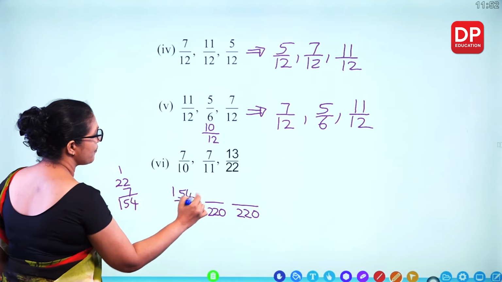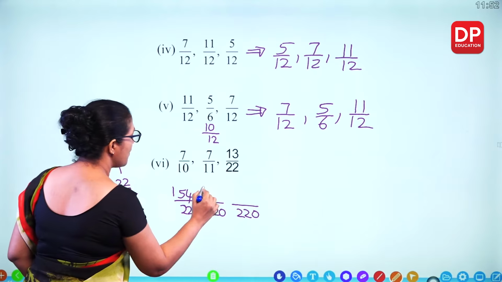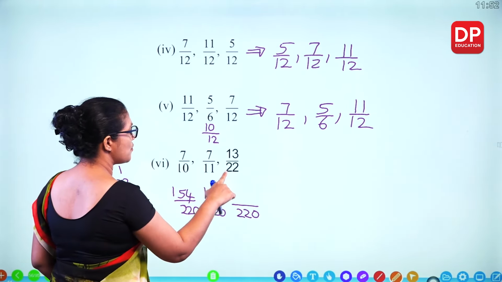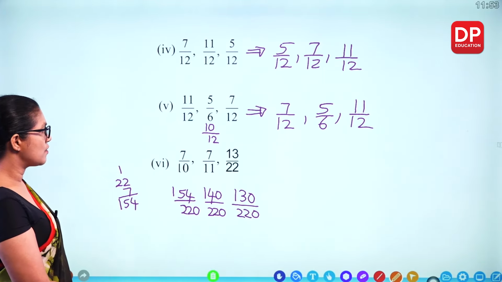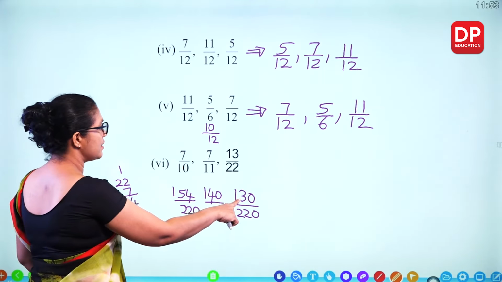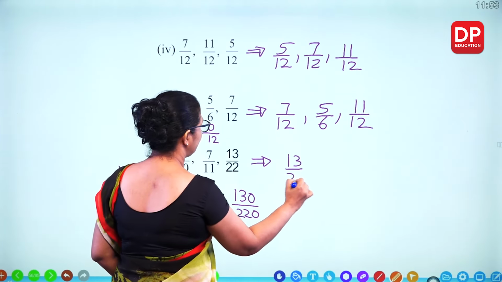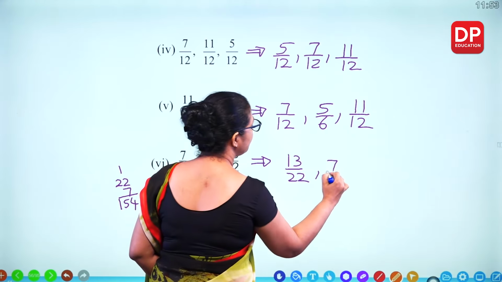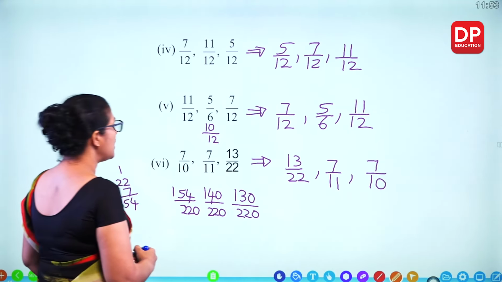154. This one, 11 times 20. 20 times 7, 140. Here, 10 times 22. So this is 130. So which one is smaller? 130. So 13 over 22. Then this one, 7 over 11. And then 7 over 10.